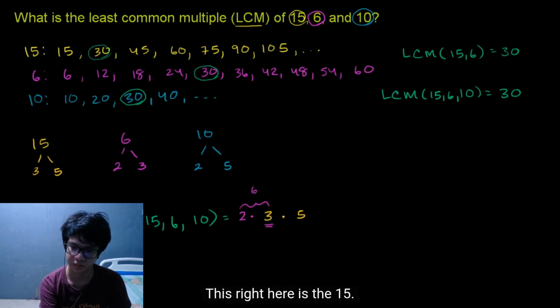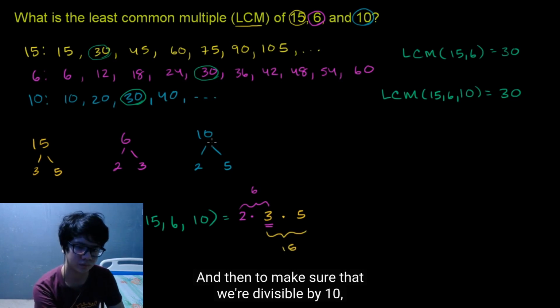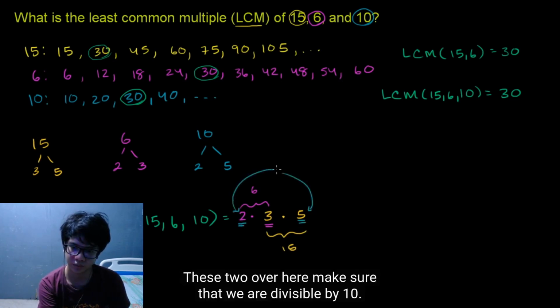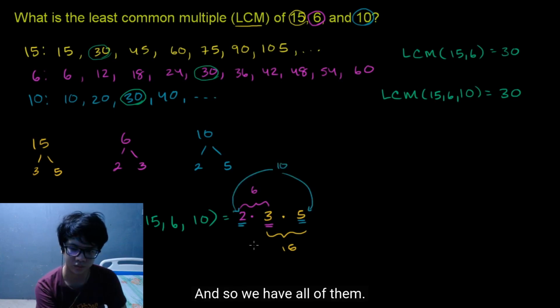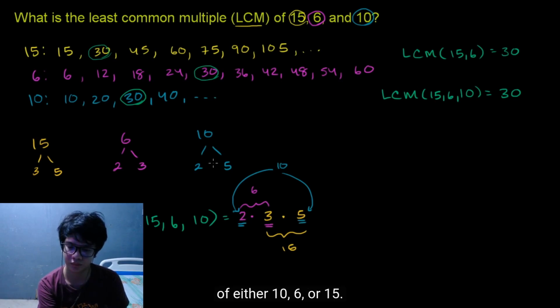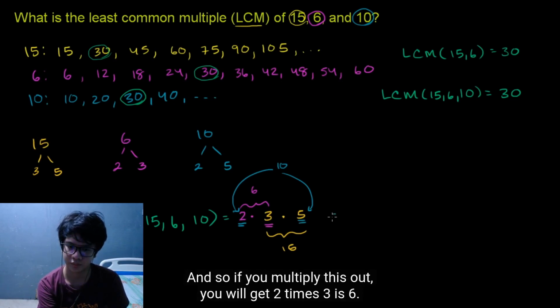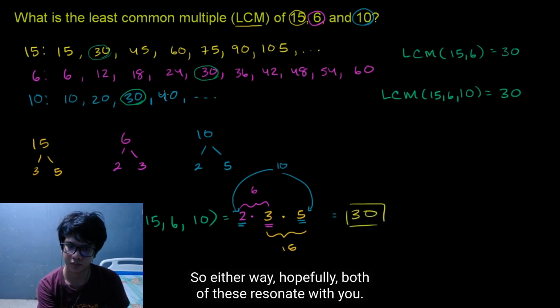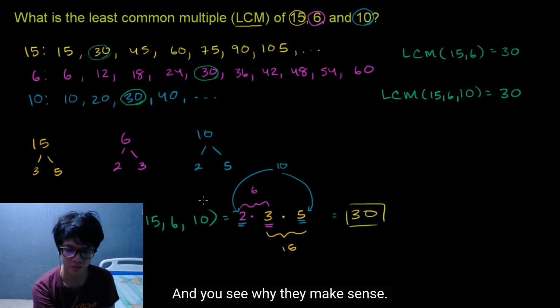And let me make it clear, this right here is the 15. And then to make sure that we're divisible by 10, we have to have at least one 2 and one 5. These two over here make sure that we are divisible by 10. And so we have all of them. This 2 times 3 times 5 has all of the prime factors of either 10, 6, or 15. So it is the least common multiple. If you multiply this out, 2 times 3 is 6. 6 times 5 is 30. So either way, hopefully both of these resonate with you and you see why they make sense.